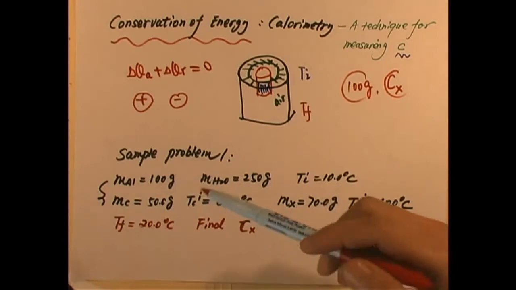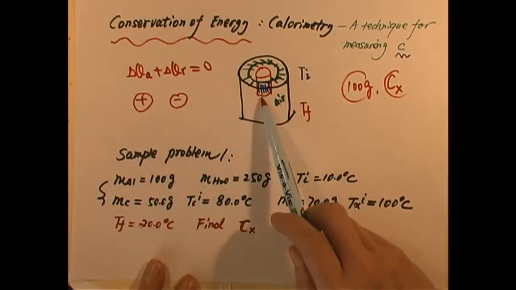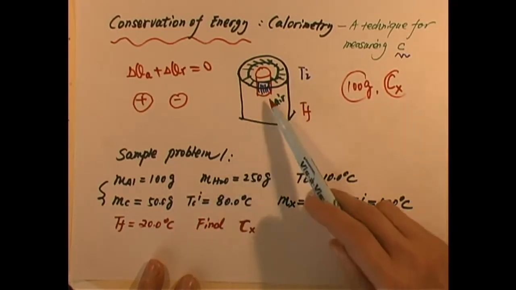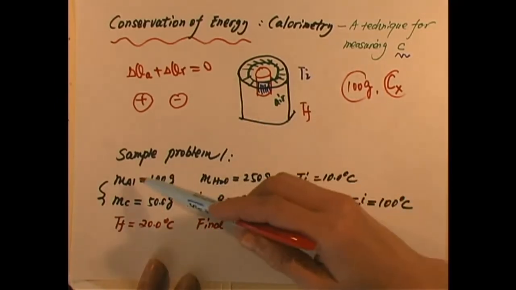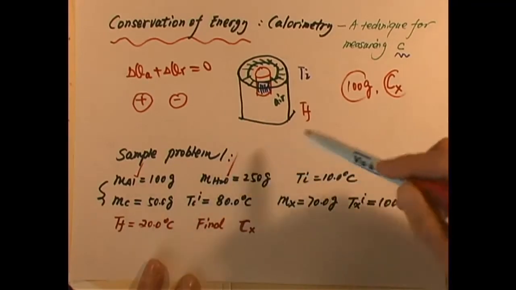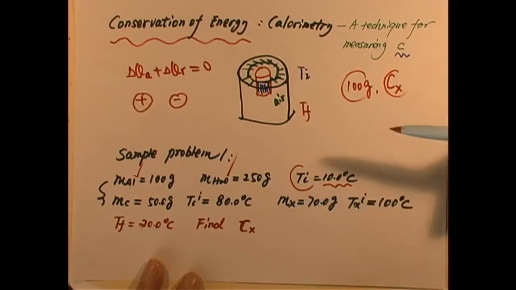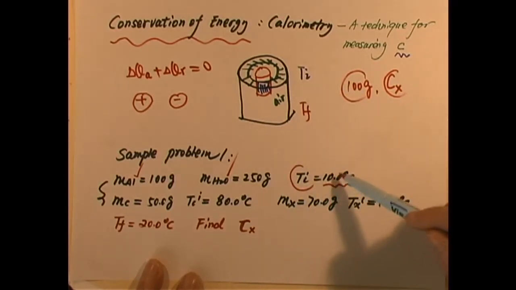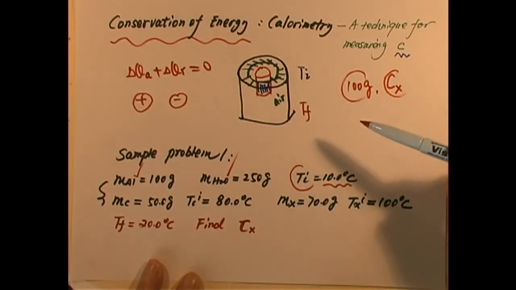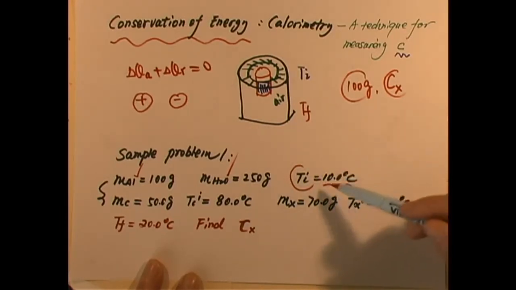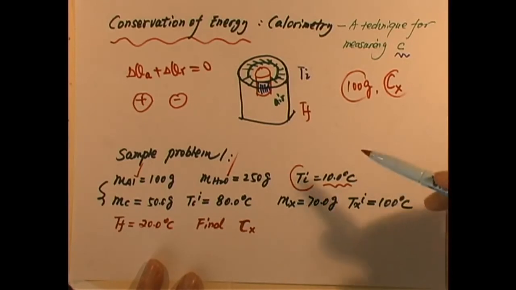Here's example problem 1. We have an aluminum cup of 100 grams, and we have some water inside, 250 grams, and initially the aluminum cup and the water are at an initial temperature of 10 degrees Celsius. Usually tap water won't be at 10 degrees Celsius, probably 15 or 16 degrees Celsius, but we can lower it by putting a couple of ice cubes inside, and after they melt, the temperature will drop. We want the initial temperature to be 10 degrees Celsius.